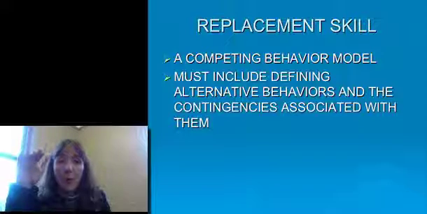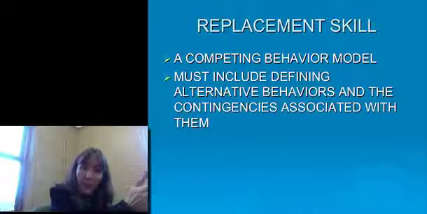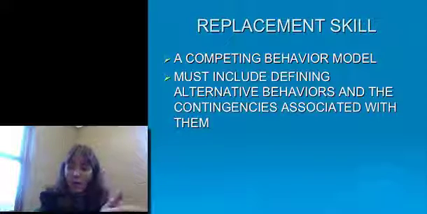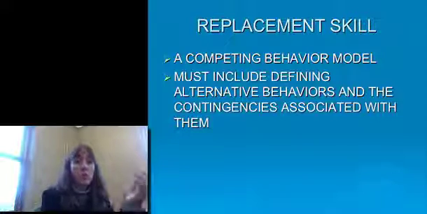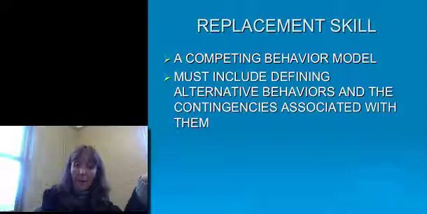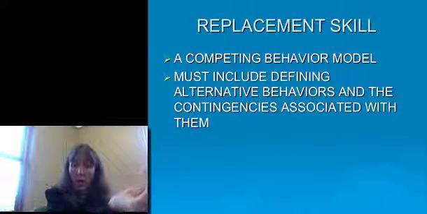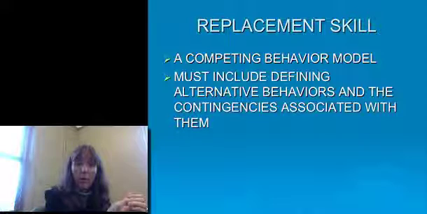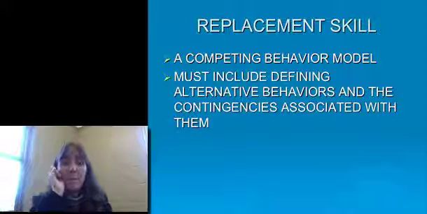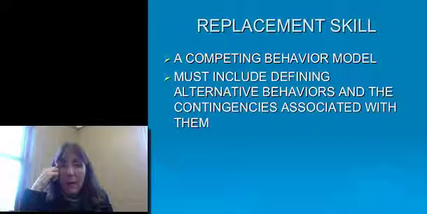But remember, I said there were 3 prongs: antecedent-based strategies, what we're going to do to try to prevent the behavior; consequence-based strategies, what we're going to do to reinforce the absence of the behavior or adaptive behavior, and what we're going to do to consequate the inappropriate behavior. And then the third prong is replacement skills. This is a competing behavior model.